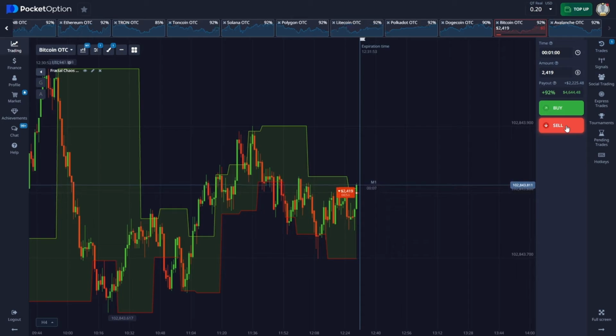$2,419. Currently, the trade is not going in our favor, and the candle broke the upper level. So it seems like a risky trade. But let's see. Still, we have 40 seconds left. Okay, the next candle came back and sometimes it looks like a winner, sometimes it doesn't. Let's see.